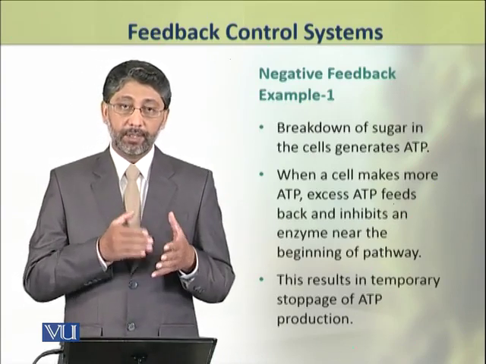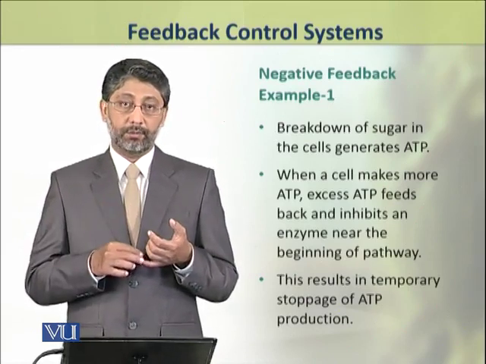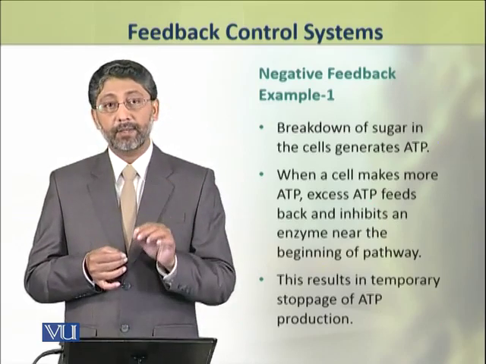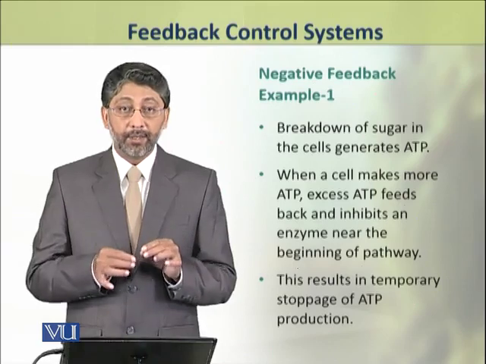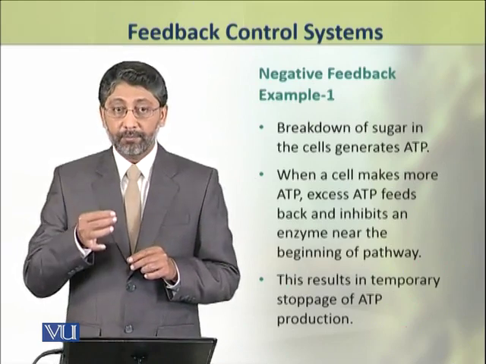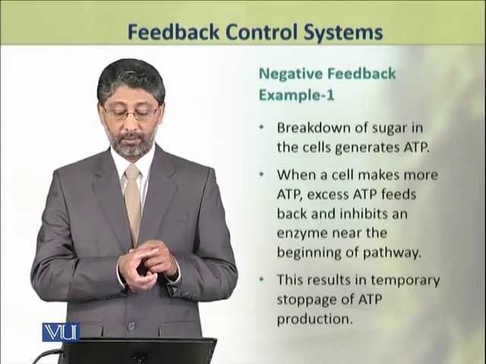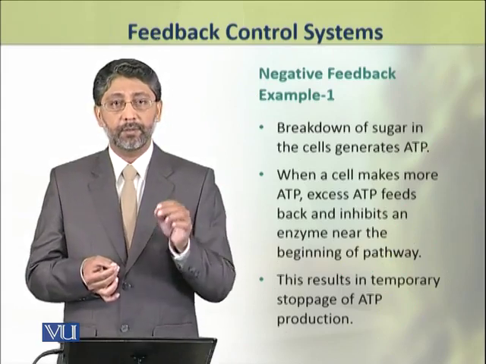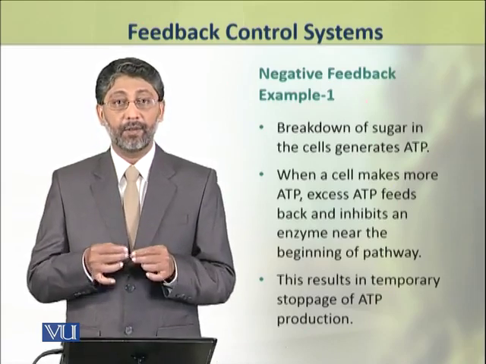In the first example, we see that the breakdown of glucose in the cell generates ATP. When a cell makes enough ATP and concentration of ATP increases more than the required level, an enzyme is blocked at the beginning of the pathway that is generating this ATP. As a result, the production of ATP is stopped temporarily. This results in the regulation of level of ATP in the cell.